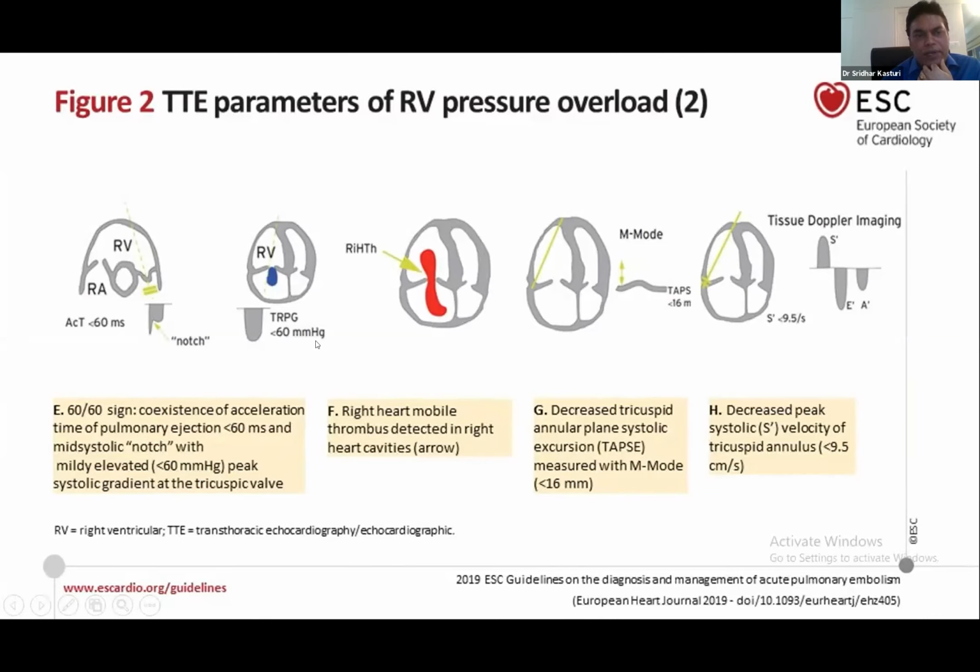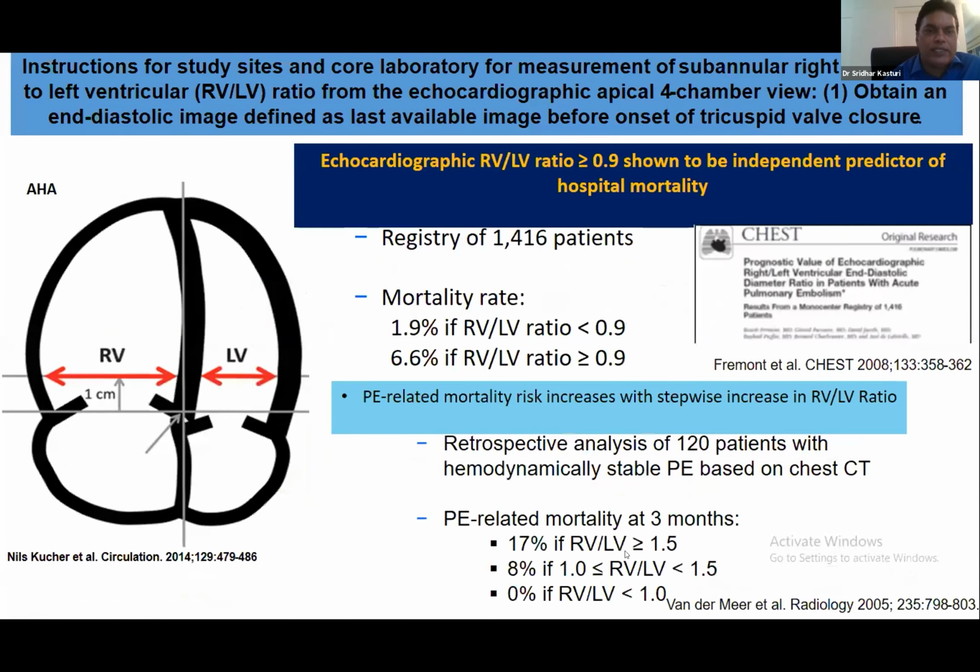And another one is right heart mobile thrombus. Here, this patient is showing a mobile thrombus in the right atrium. Sometimes you may see it in the right ventricle. Another is TAPSE, tricuspid annular plane systolic excursion, because the RV is hypokinetic and dysfunction is there, its movement is not there. So that will be less than 16 millimeters. Another one, the tissue Doppler: if you see the tricuspid annular systolic velocity, it will be less than 9.5. These are the important signs you have to assess.